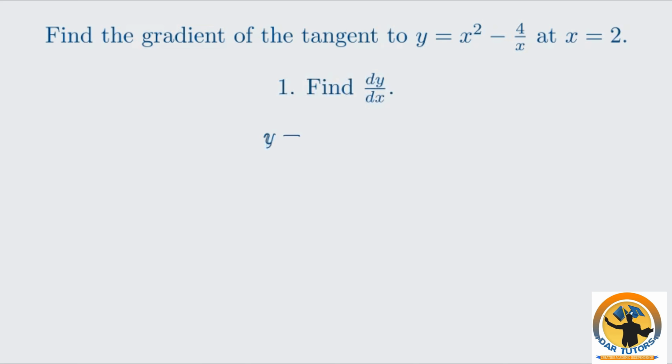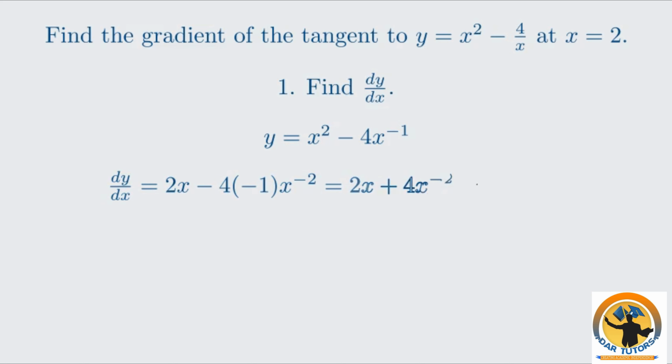First, rewrite the function as y equals x squared minus 4x to the negative 1. Differentiating term by term, we get dy by dx equals 2x minus 4 times negative 1 times x to the negative 2, which simplifies to 2x plus 4 over x squared. Now that we have the gradient function, we can find the gradient at our specific point.